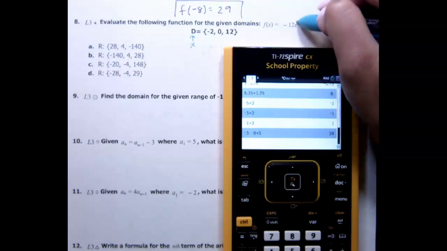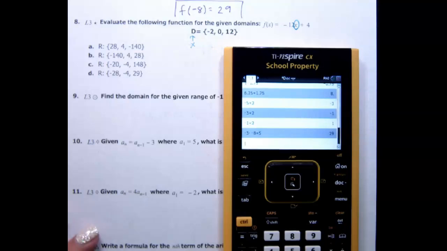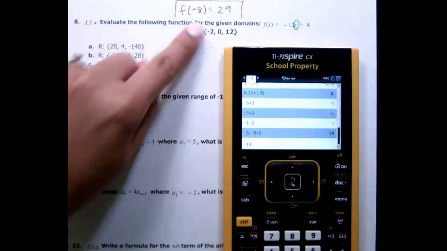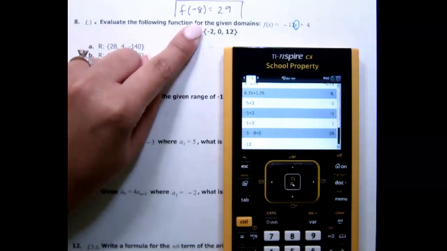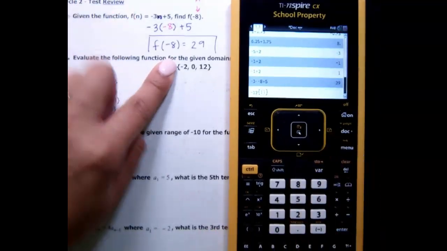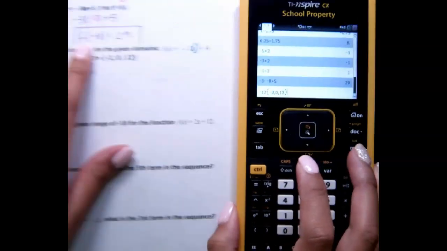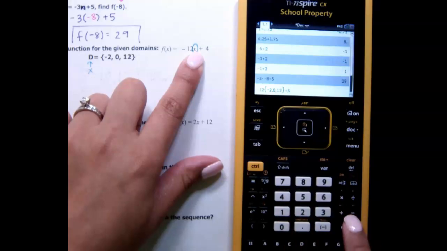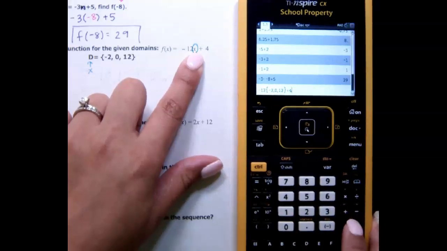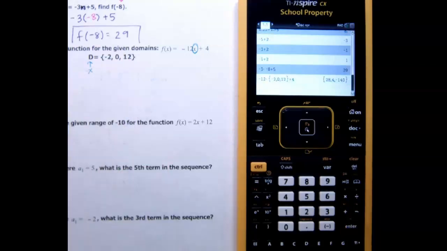So I am going to replace this with all of this at the same time. So watch closely. Negative 12. These are in the curly brackets or braces. Control, close parentheses. I'm going to plug all of these numbers in. Negative 2, comma 0, comma 12. So that took place of my x, and then I have plus 4. You can do each one individually, and you'll still get the right answers, but this is a faster way of getting all three answers at the same time. And my answers are 28, 4, and negative 140.